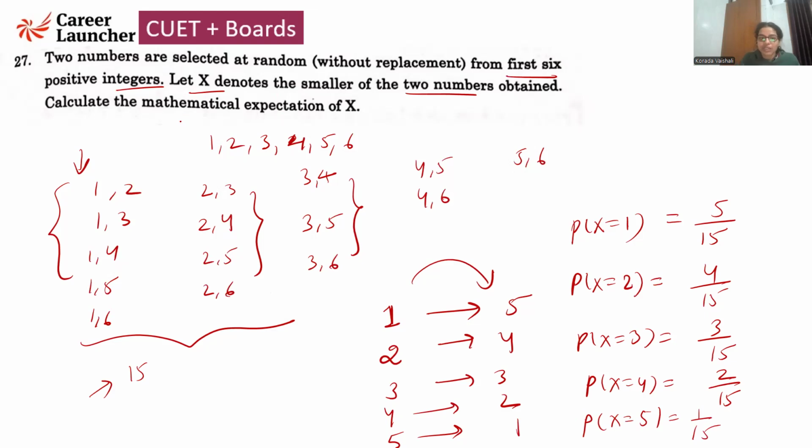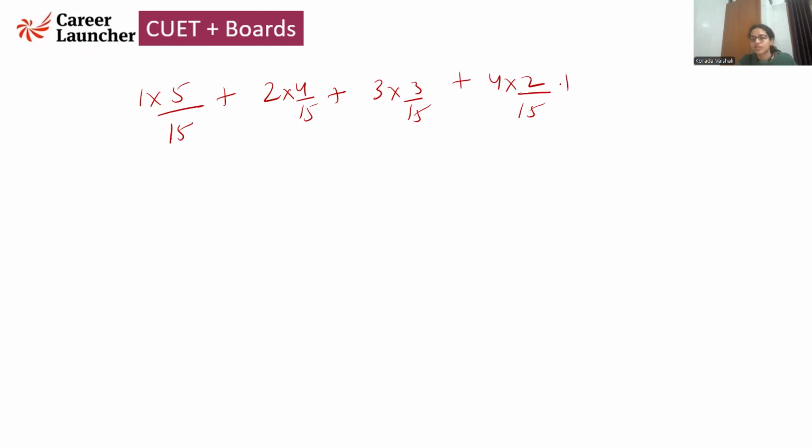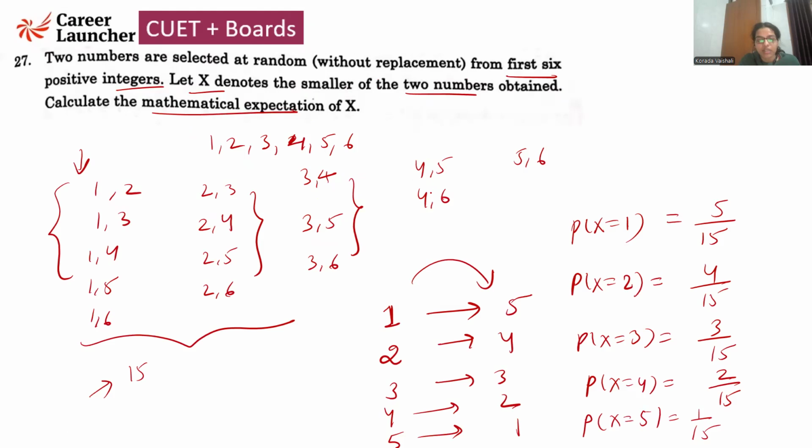Now we need to calculate the mathematical expectation. So let us just do that, now that we know the respective probabilities. So this is 1 into 5 by 15, 2 into 4 by 15, 3 into 3 by 15, 4 into 2 by 15, then 5 into 1 by 15. If you solve this further, you will get 7 by 3 as the fractional value for my mathematical expectation.